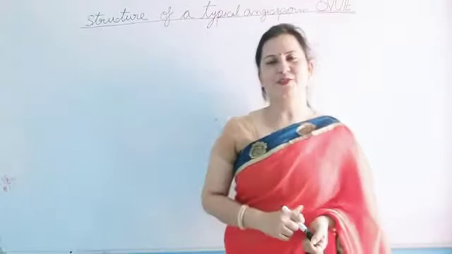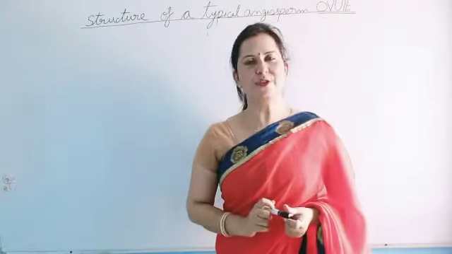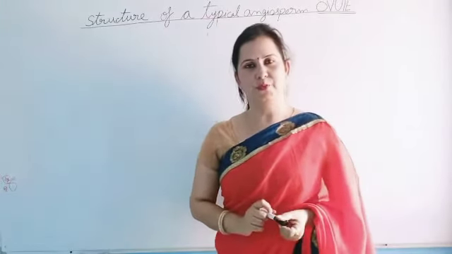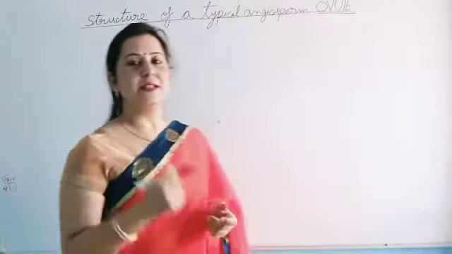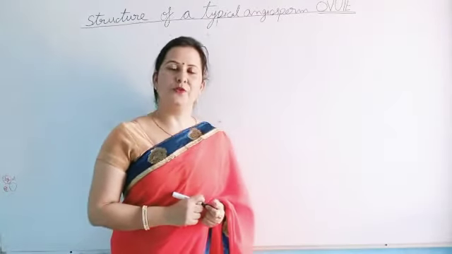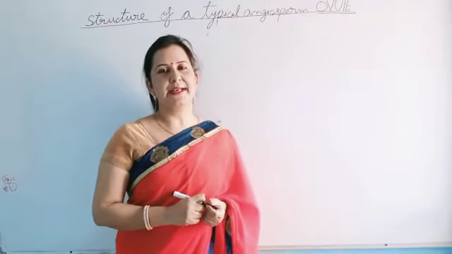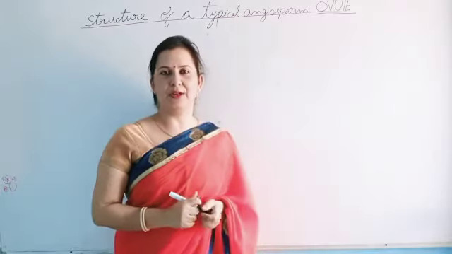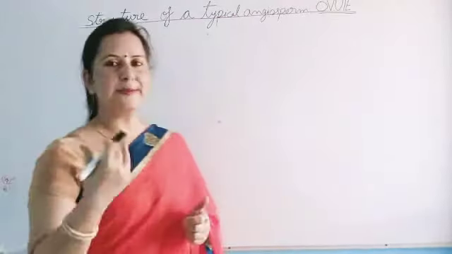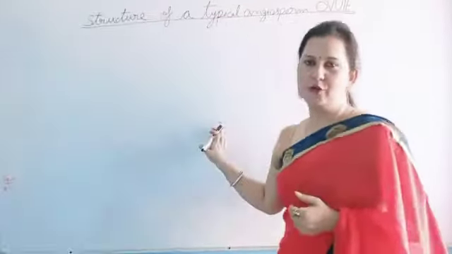Hello students, today our topic is structure of typical angiosperm ovule. Ovule is a small part of flowering plant which is attached to the placenta by funicle. So for explaining, I am making here the diagram of ovule.